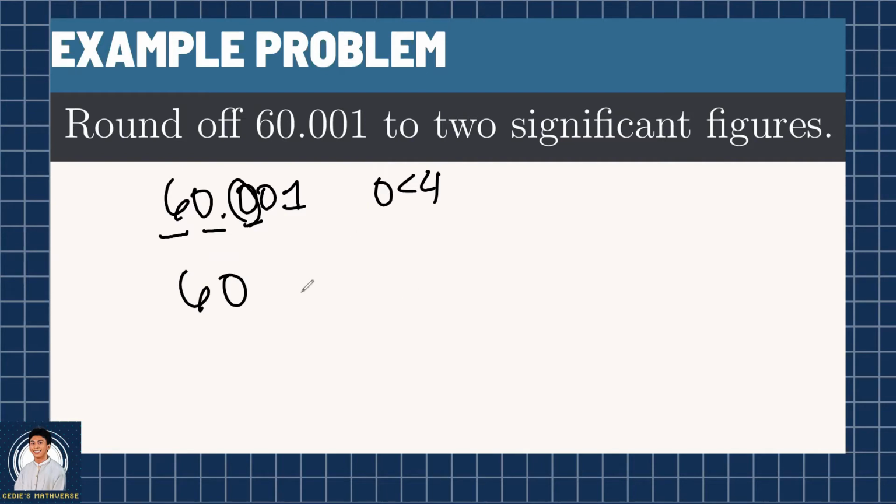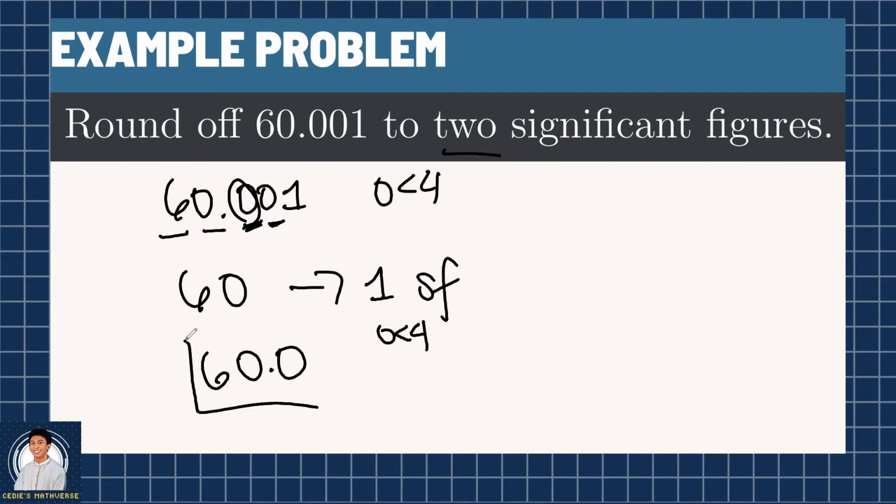However, 60 has only 1 significant figure, but we need 2. Can we think of an approach? Maybe we can add this digit. So we will round using this digit instead. 60.0. Rounding off, we have 0 less than 4, so it is retained. 60.0.